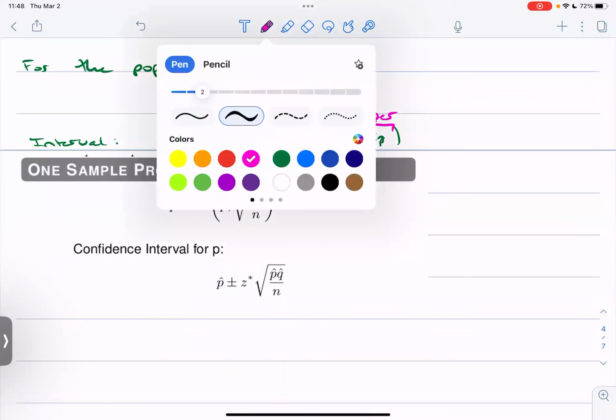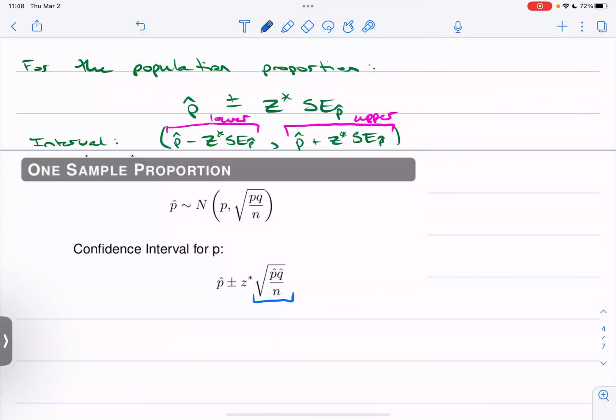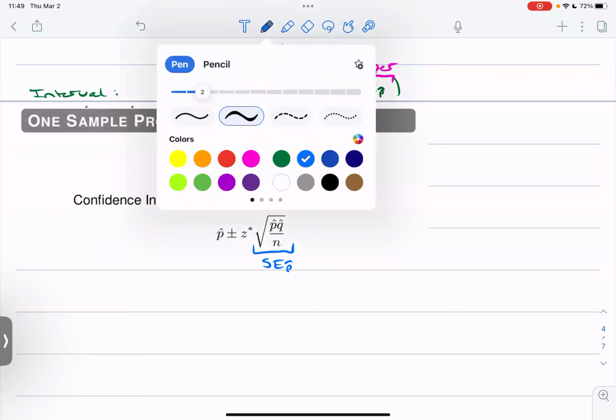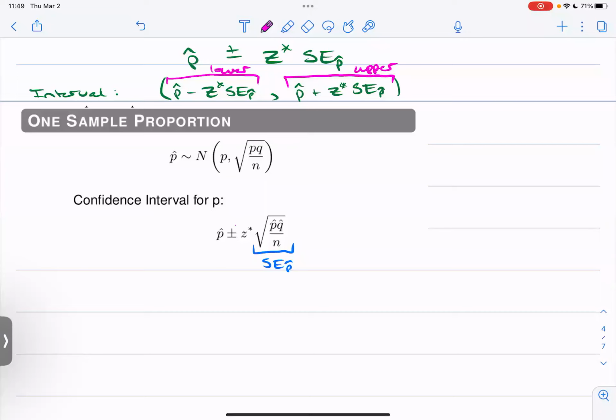Okay. Just a couple of notes. This is the standard error of p hat, but also this whole plus minus chunk is called the margin of error, which I'm guessing that you have seen or heard of at some point, especially if you've read journals or stuff like that.